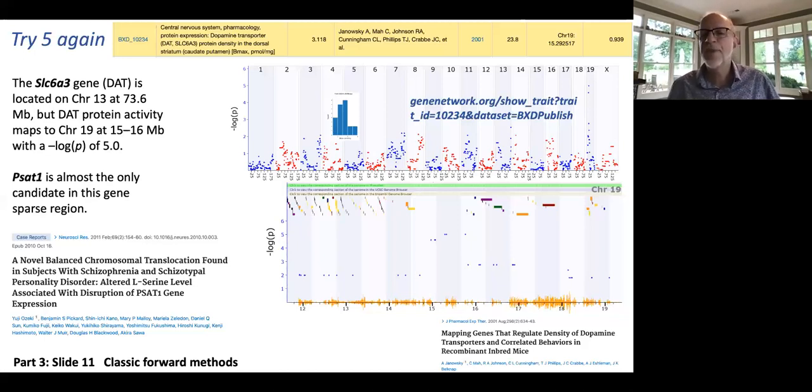There might be something bizarre in there that's escaped my attention, but this is a gene that, at least in a case study, I mean, this is very sparse data, has been associated with some variant of schizophrenia. So it's got some plausibility here.